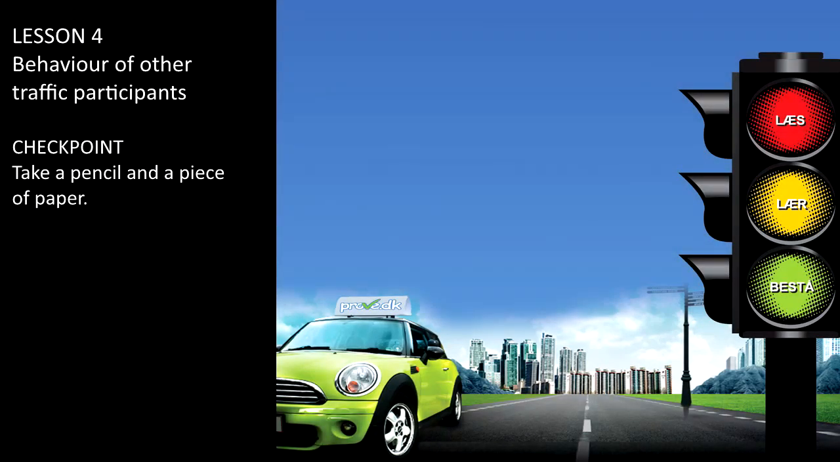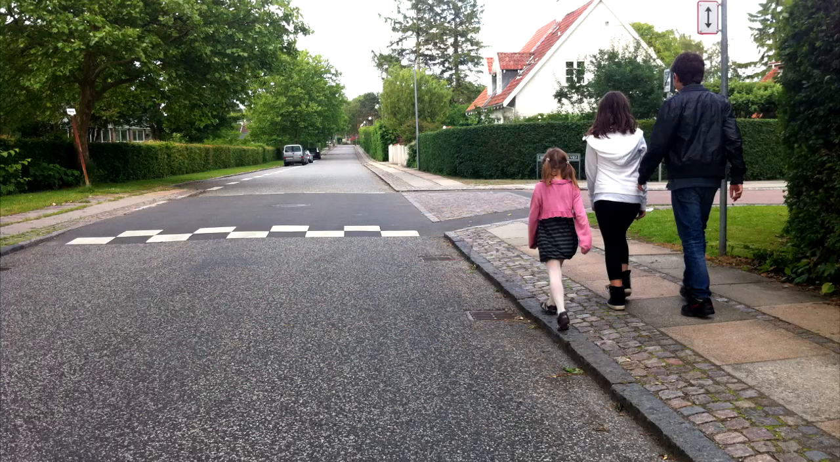Checkpoint. Take a pencil and a piece of paper. You are driving at the speed of 30 to 40 kilometers per hour. There are no vehicles behind you. How will you continue? I will continue driving at the same speed of 30 to 40 kilometers per hour. I will move my foot onto the brake. I will move toward the middle of the road. I will use the horn to warn the pedestrians.